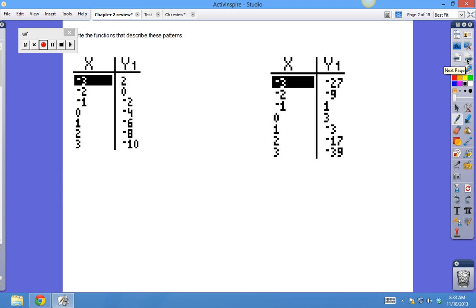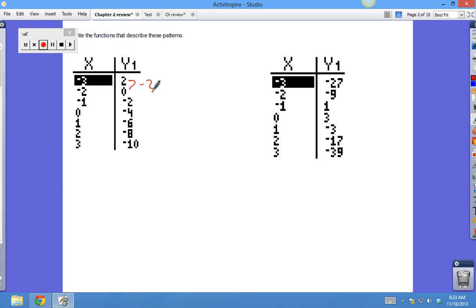Okay, write the functions. So let's kind of review from chapter 1. Let's examine and see how fast they're changing. 2 to 0, that's going down 2, 0 to -2, down 2. So with this function, each time the x changes once, the y's are changing twice and they're going down. So this is a linear function. The model for all linears is y equals mx plus b. I notice linear is changing at a constant rate.